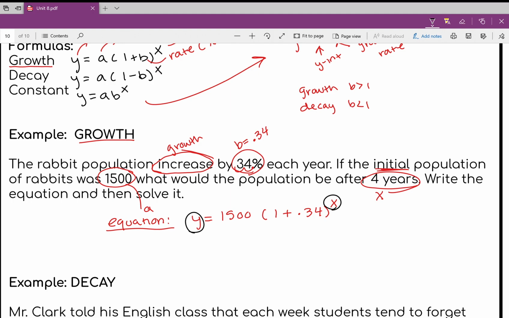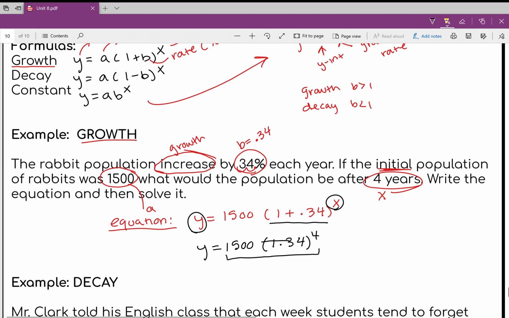To solve it, we're going to plug in 4 for x. So we have y equals 1,500, and I'm going to simplify this here. 1 plus 0.34 is 1.34 to the power of 4. If I plug this into my calculator, I will get an answer. Let me see if I can do this on my phone. You are able to do this on your phone. If you go to the calculator on your phone, first do this part right here. Let me highlight it. Do this part.